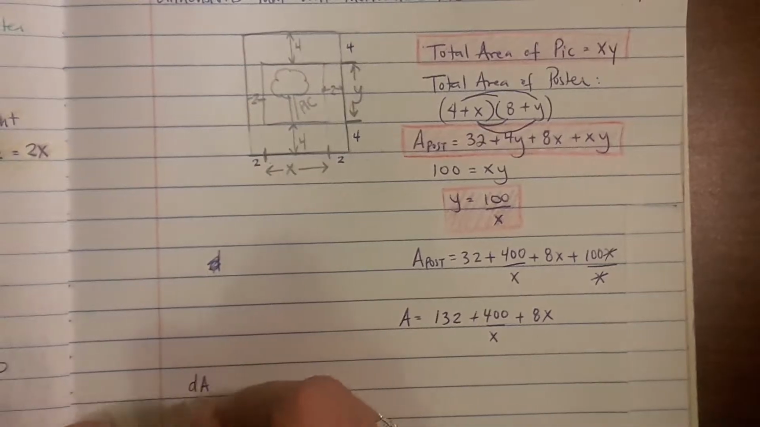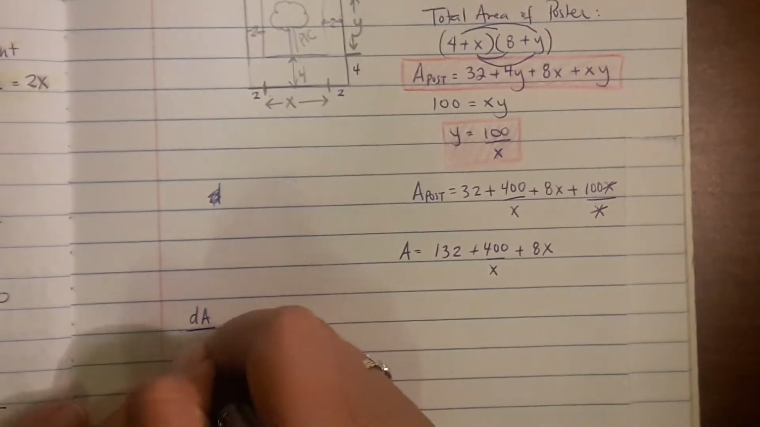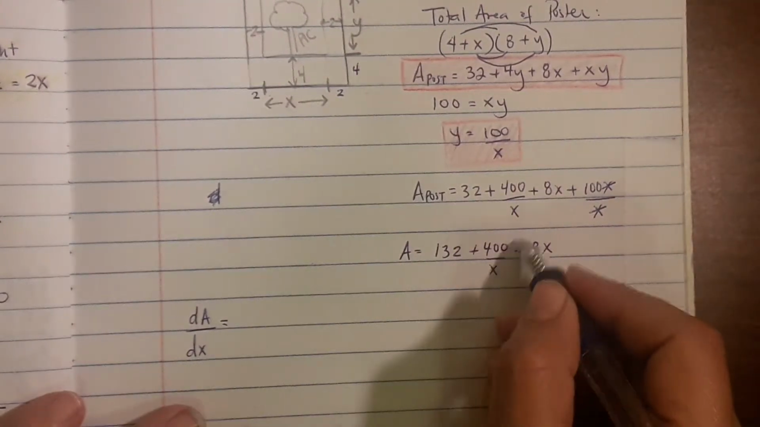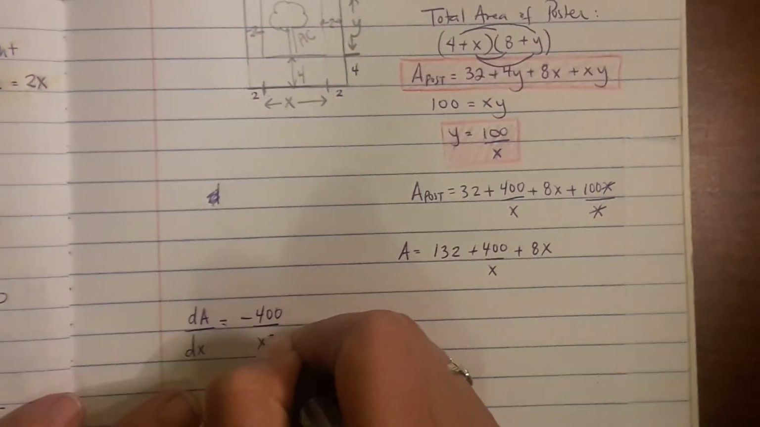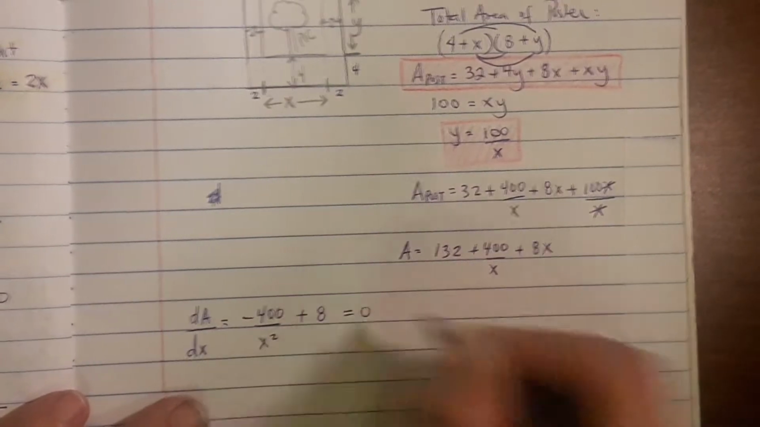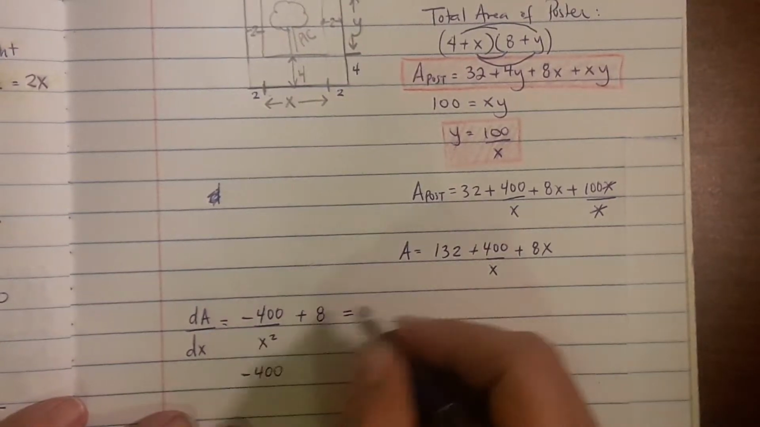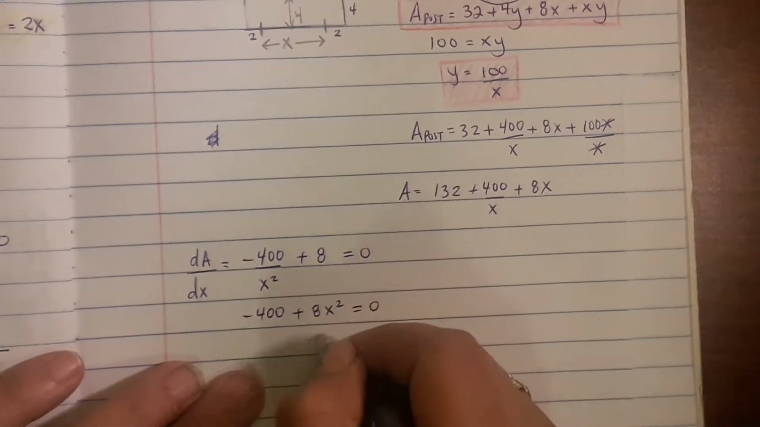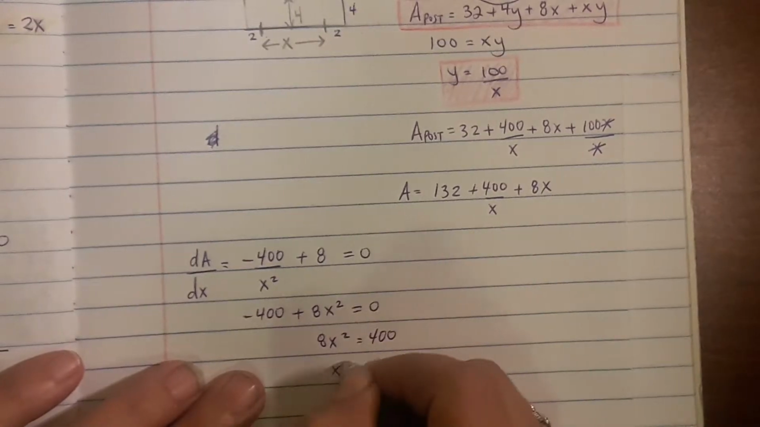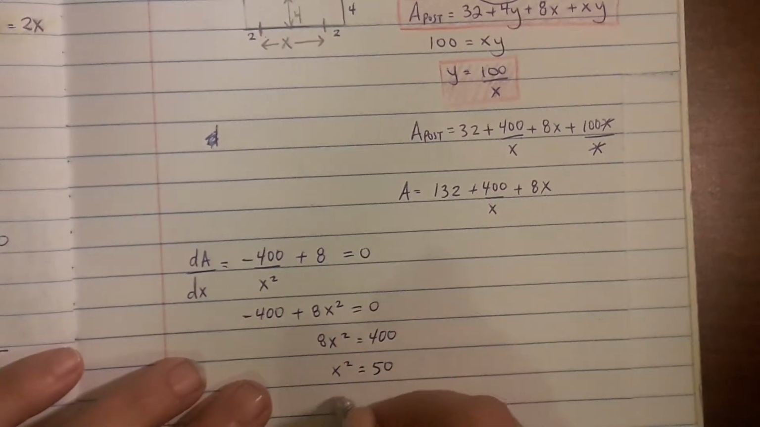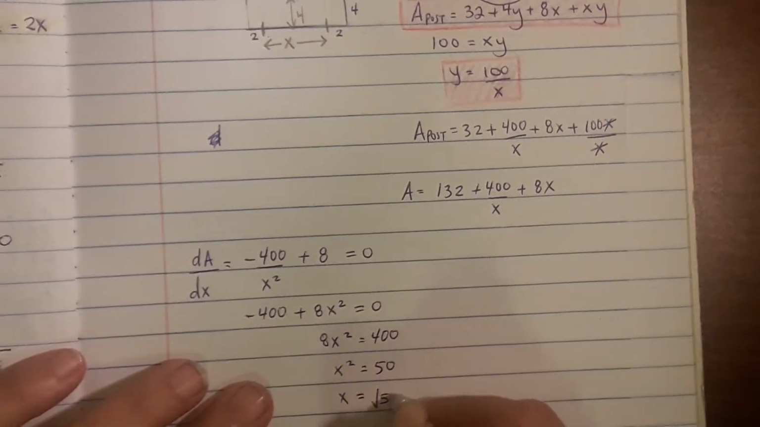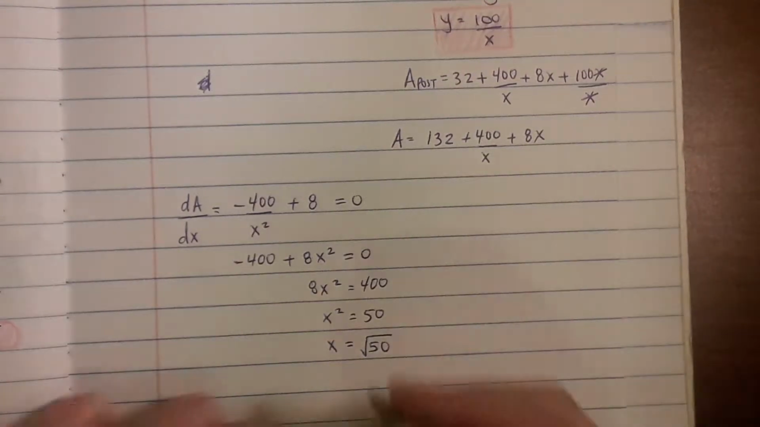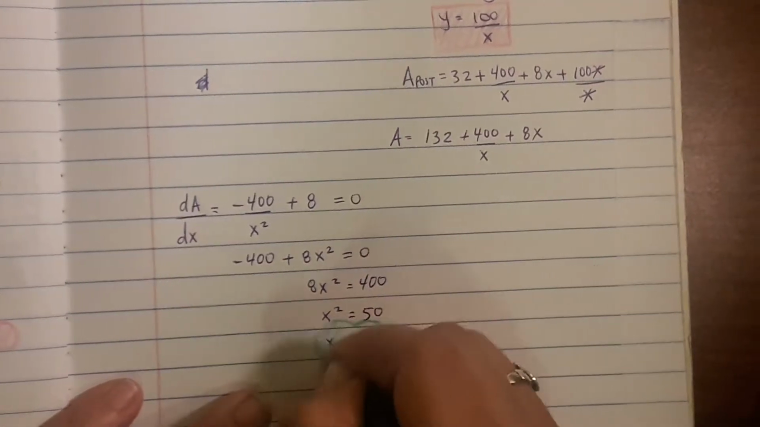Now we're trying to maximize. So in order to maximize, we're going to take the derivative and set it equal to 0. So the derivative is going to be negative 400 over x squared plus 8. I'll put that equal to 0. Multiply everything by x squared. You're going to get negative 400 plus 8x squared equals 0. Take the 400 to the other side. Divide by 8. So you get x squared is 50. Square root of 50 is, well, just leave it in radical form.